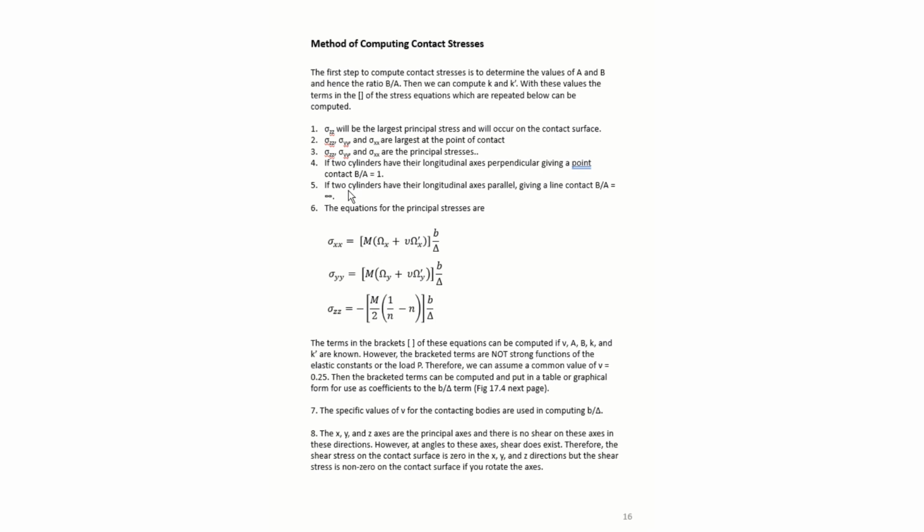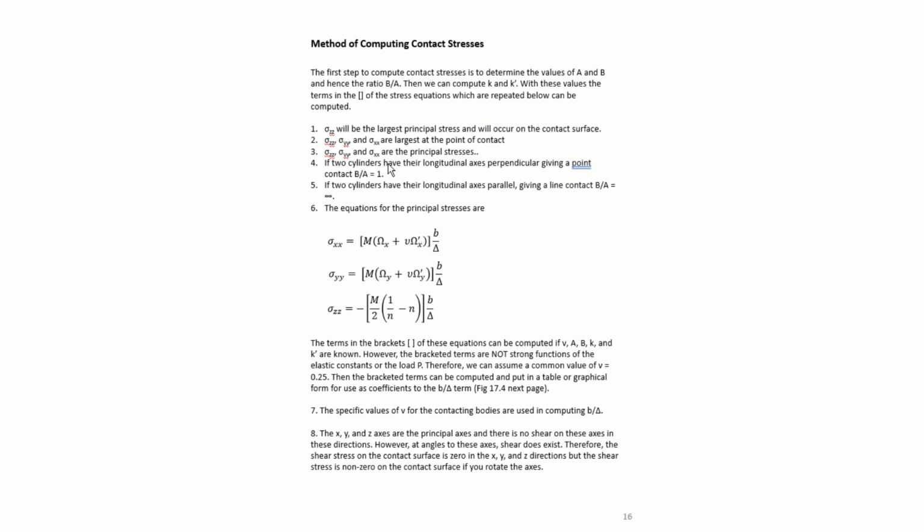Now, a couple things to remember about this: sigma ZZ will always be the largest principal stress, and it will occur on the contact surface. Sigma ZZ, sigma YY, and sigma XX are largest at the point of contact, right on the surface where the two bodies meet. These three stresses are the principal stresses.